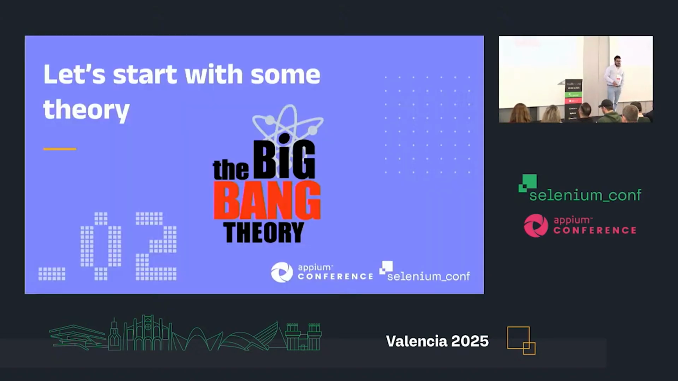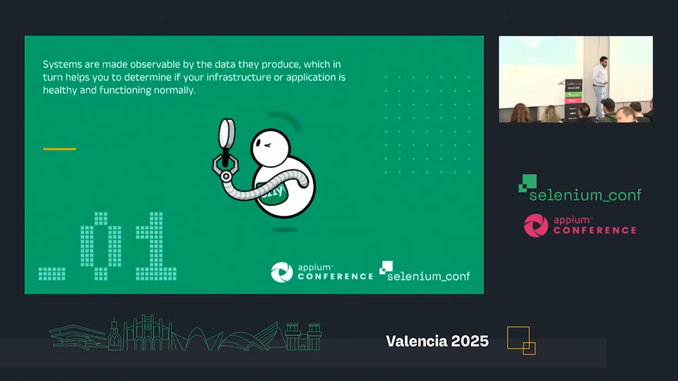All right. So let's start with some theory. I don't like theory. We are engineers in this room, most of us. But we need to talk a little bit about that as well to cover the basics around observability, what is observability, how we can use it, and why we need observability when it comes to UI test automation.